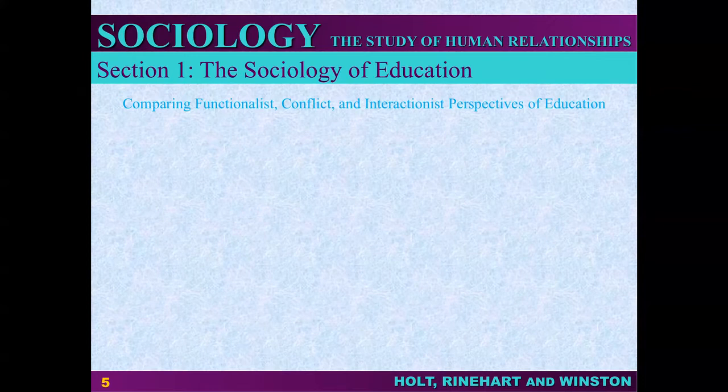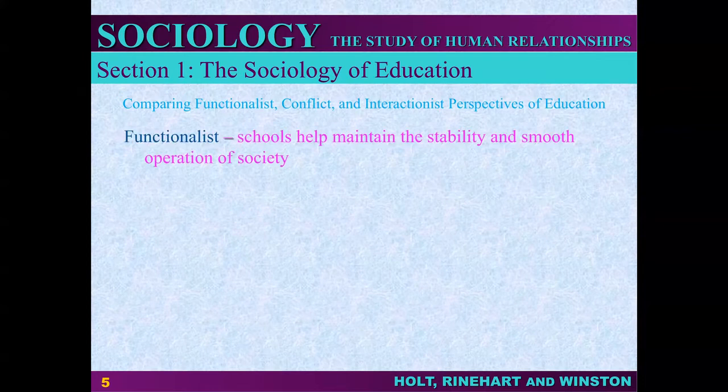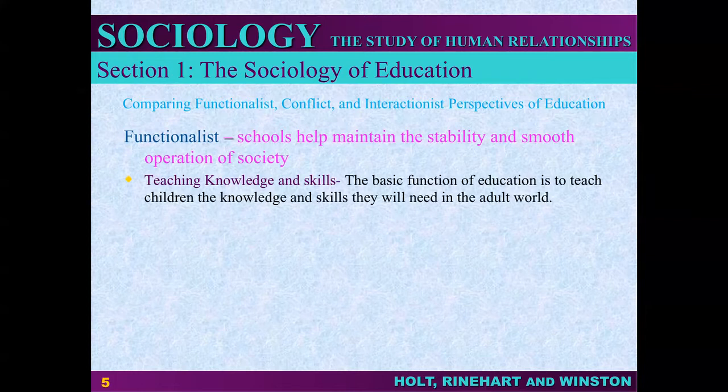Now, we're going to do the comparison. We're going to look at the functionalist first. And the functionalists see education, they see schools helping to maintain the stability and smooth operation of society. Teaching knowledge and skills. The basic function of education is to teach children the knowledge and skills they'll need in the adult world. And so if we look at this passed on from one generation to the next, your parents and your grandparents and even your great-grandparents have had somewhat of an influence, just as the education has, coming from one generation to the next as to how one should behave and what type of education one is going to get as they continue to live in this society.